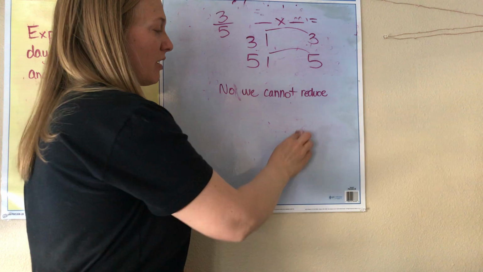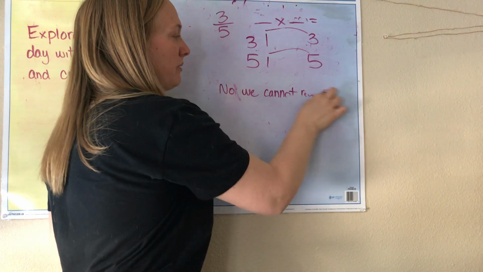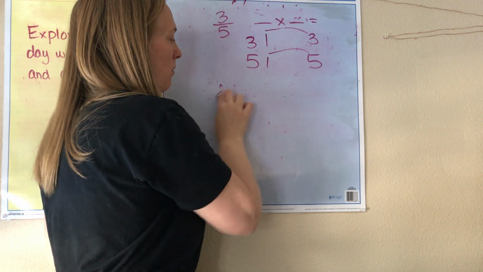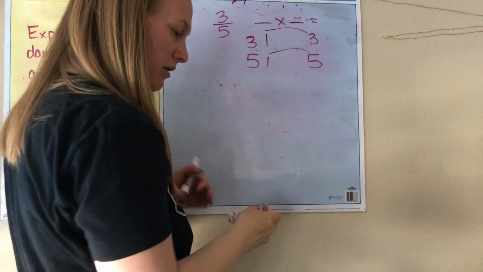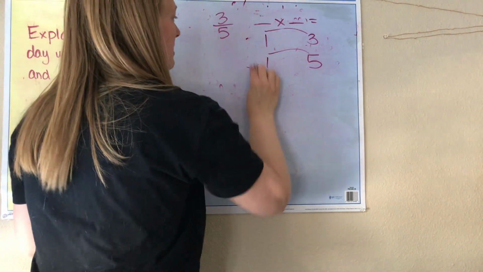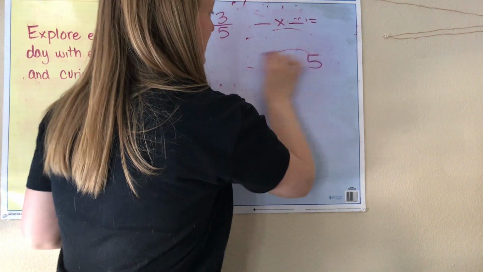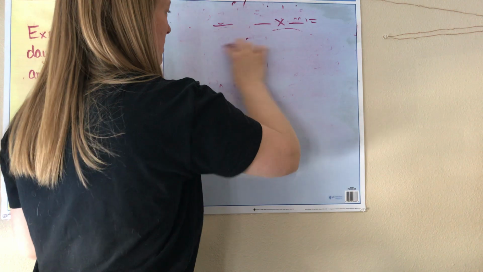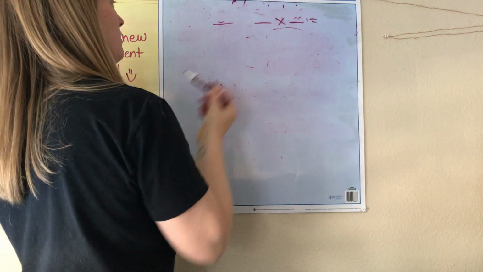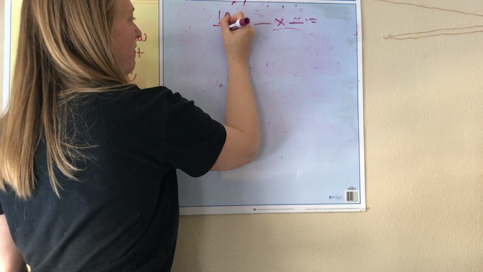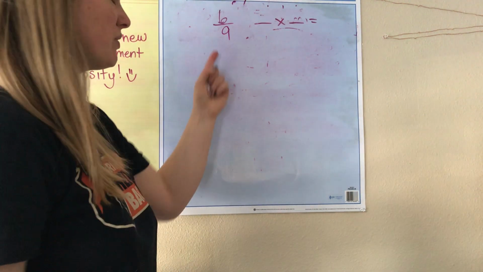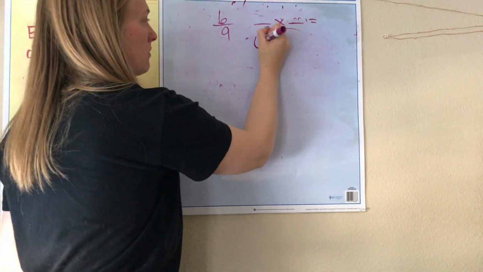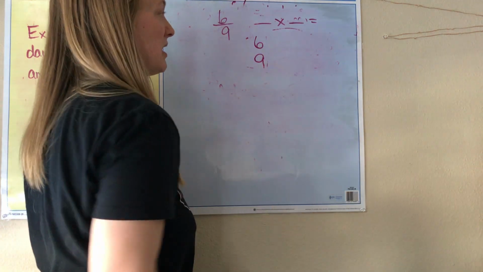I wanted to throw in a little curve. All right. Question number 7. Can we reduce 6/9? All right. Finding the GCF to be able to reduce 6/9, remember what two numbers when multiplied together give me 6? What two numbers when multiplied together give me 9?